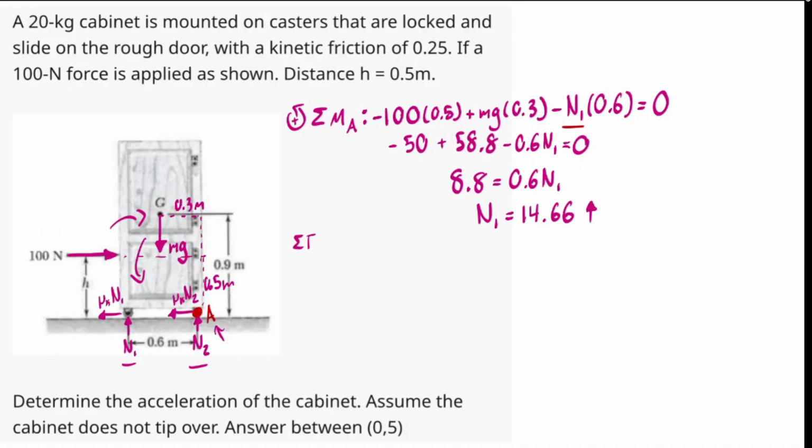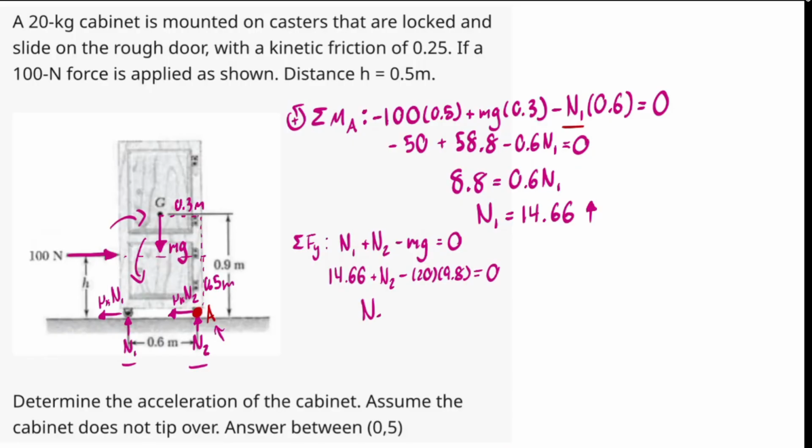So the sum of my forces in my y is going to be plus N1 plus N2 minus mg, all equal to 0, because this thing is not tipping, it's not accelerating in a y direction, only in the x, which is left and right. We're treating y as up and down. So we can actually just plug in and solve. So N1 was 14.66, N2 is what we're looking for, and then minus our 20 times 9.8, and that's going to be equal to 0.